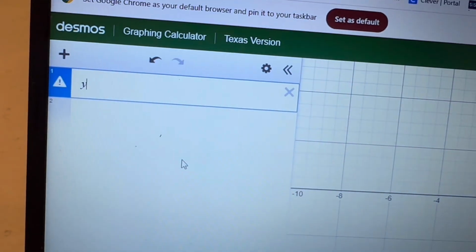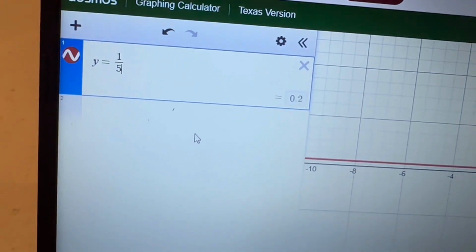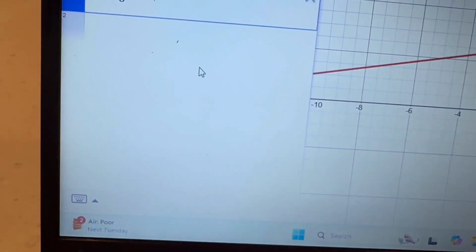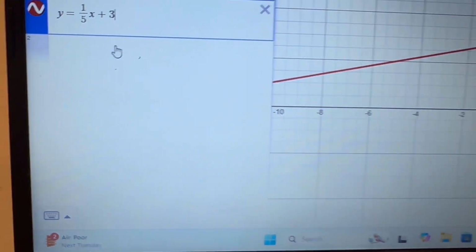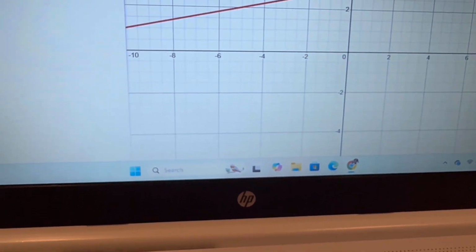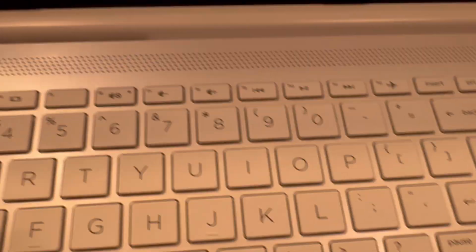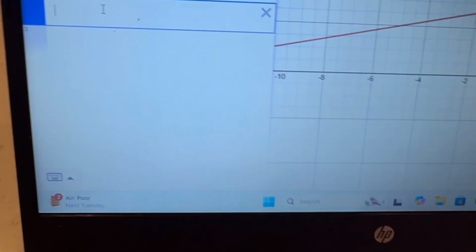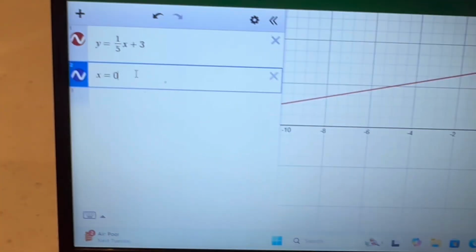So y equals 1/5 x plus 3. Let's write that in there. Y equals 1/5 x plus 3. It gives you that red line there. Okay, the second one, x is equal to 0. We'll make it x equal to 0.